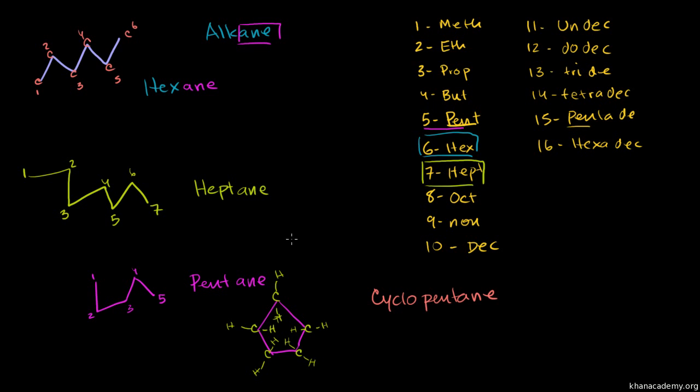Cyclopentane. So let me just break that apart. This tells us that we're dealing with a ring. You see that this is a ring right there. This tells us that we're dealing with five carbons. And then the ane part tells us that they are all single bonds. All carbon-carbon single bonds, no double or triple bonds. So let's go the other way. Let's start with the word, and let's see if we can figure out what the actual structure would look like.